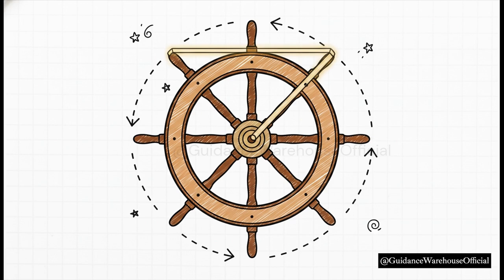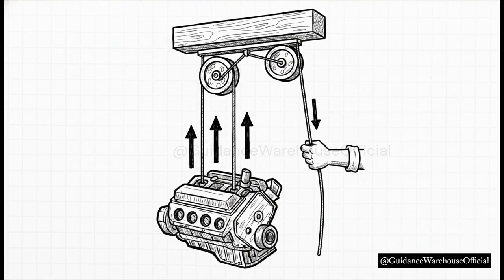Think about a large steering wheel on a boat. It gives you a massive input radius, creating a huge mechanical advantage over the tiny axle that actually turns the rudder against the heavy rushing water. And then we have the ultimate force multipliers, pulley systems. If you're dealing with a friction-free pulley system, the math is beautiful and incredibly simple.